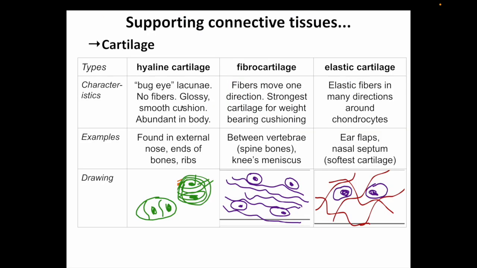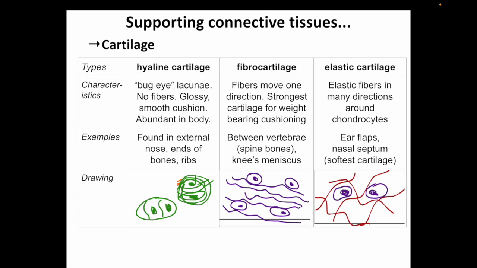So in terms of hyaline cartilage, again, this is the baseline model. I like to think of them as always almost having like a bug eye or alien eye looking appearance, because they tend to have a lot of eyeballs jammed together, like 2 or 3 or even 4 lacunae hooked together. They don't have any fibers. They just have their glossy, rubbery matrix built around them. And it's the most common form of cartilage.